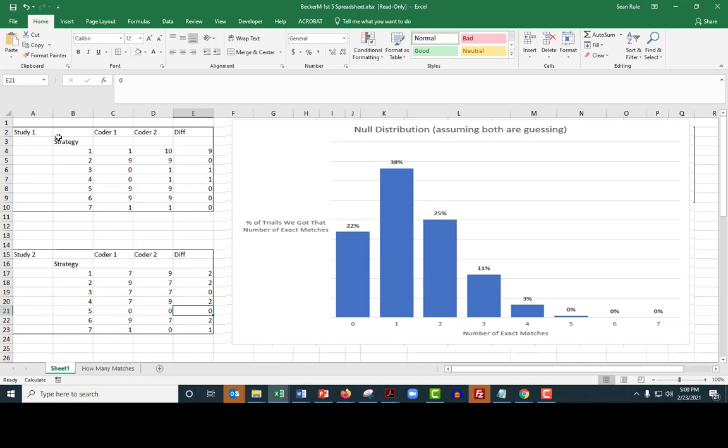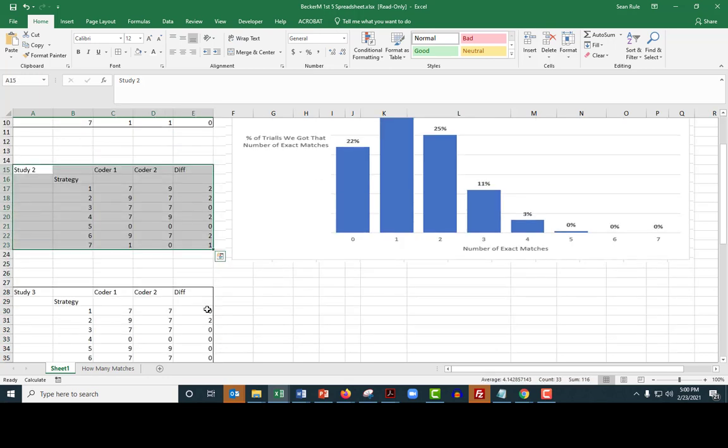You see how different that is than study 1? Study 1 is pretty easy to rule out due to chance. Study 2 is not so easy. In other words, they deviated too much. Let's look at study 3.